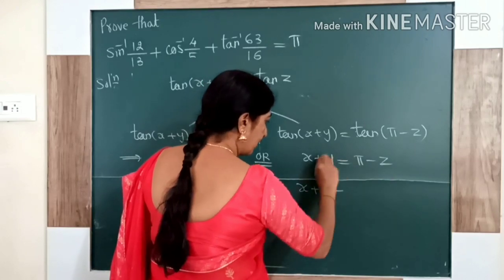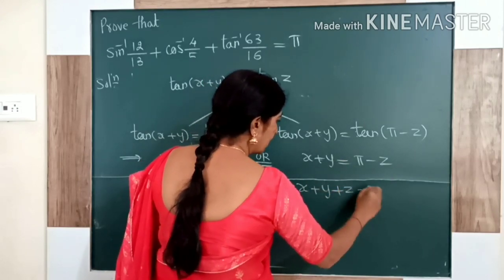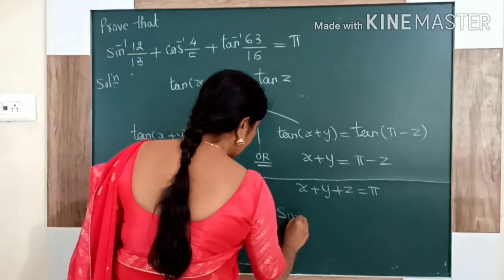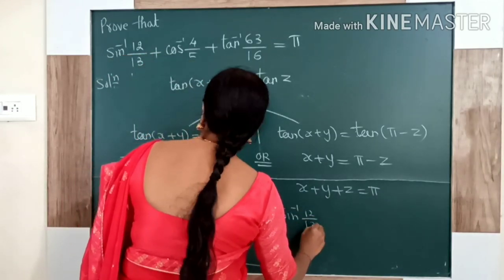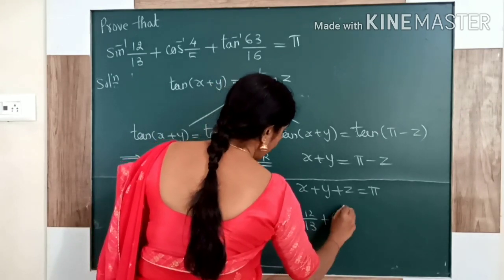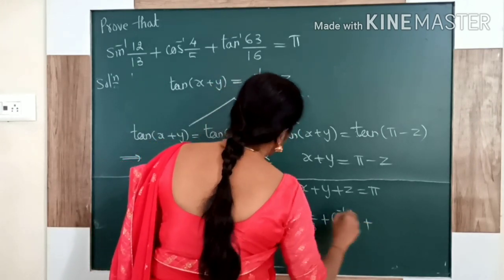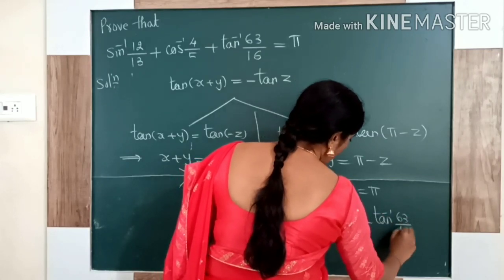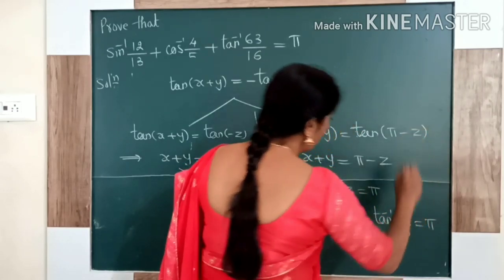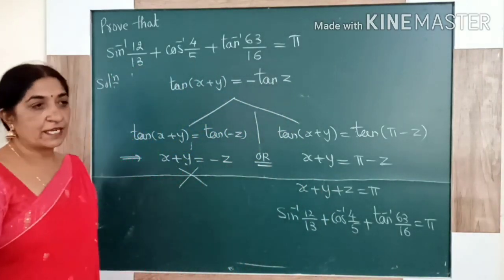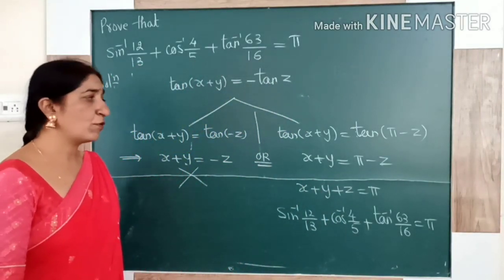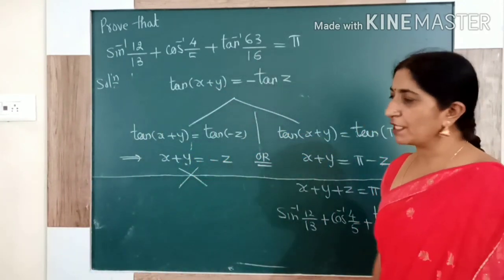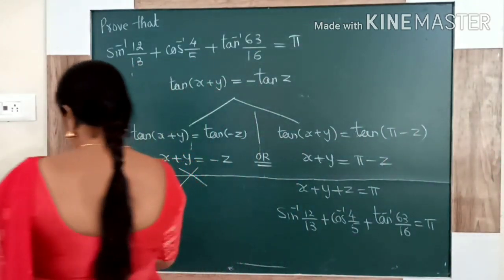X plus y, take minus z on that side, becomes plus z, equals pi. Now write out x value. What is x? Sin inverse 12 by 13. Y is cos inverse 4 by 5. Z is tan inverse 63 upon 16, is equal to pi. See, we are not taking any LHS or RHS, but with the help of basic formulas, we are proving this. Only a few sums are a little bit different. So the next part.